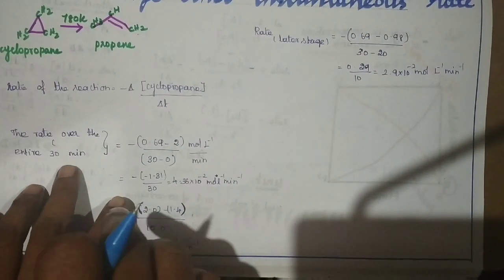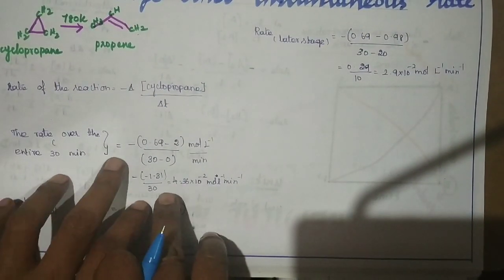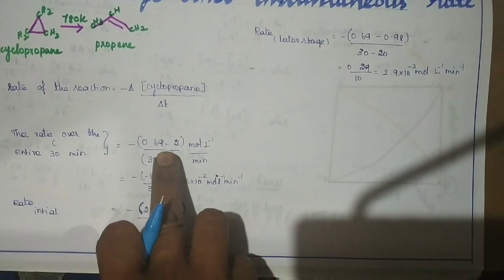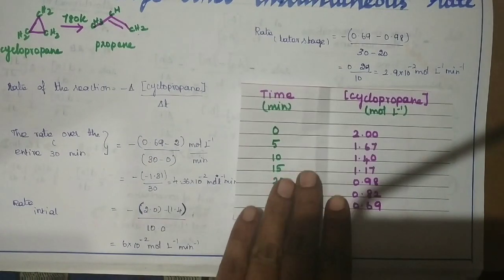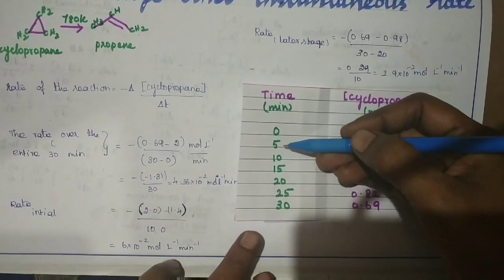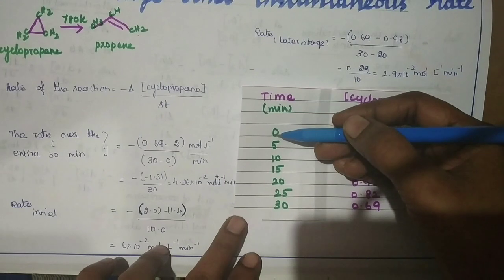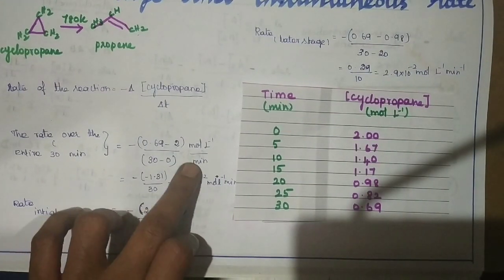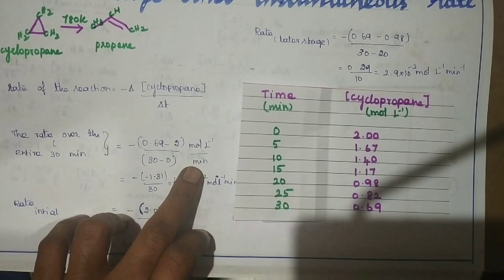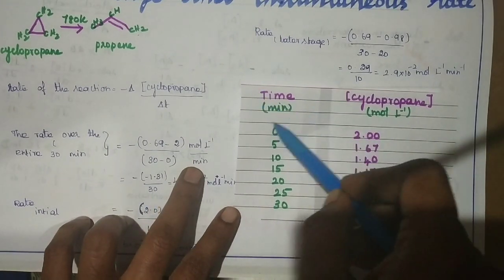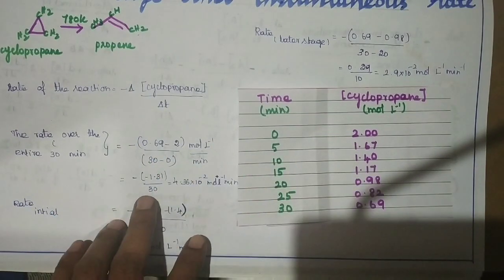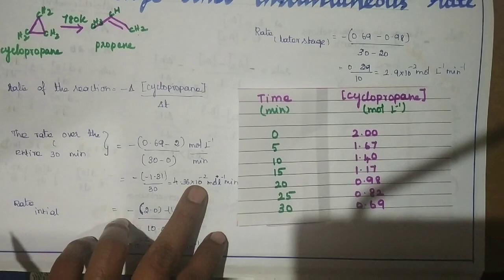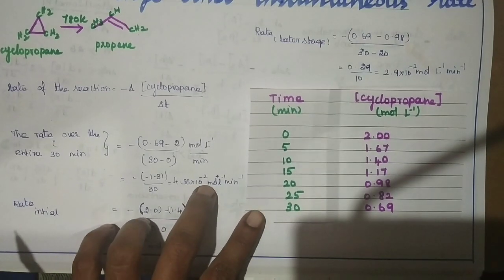So the rate over the entire 30 minutes is equal to minus, 0.69 minus 2 mole. Then what's the time difference? 30 to 0. Therefore, 30 minus 0 minutes. Okay, why do we put minus here? Because the time is taken in the minus unit. Therefore, we get 4.36 into 10 power minus 2 mole per liter per minute.